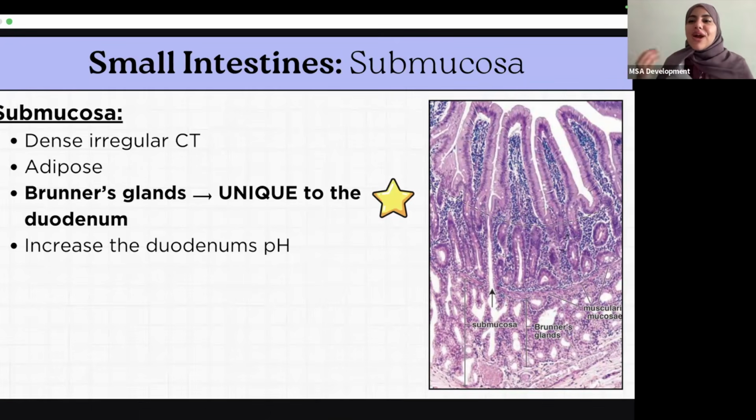make the environment more alkaline and favorable to the pancreatic enzymes that come in. Because you know how the pancreatic duct goes into the duodenum, it mixes and everything like that. But yeah, it just increases the pH.